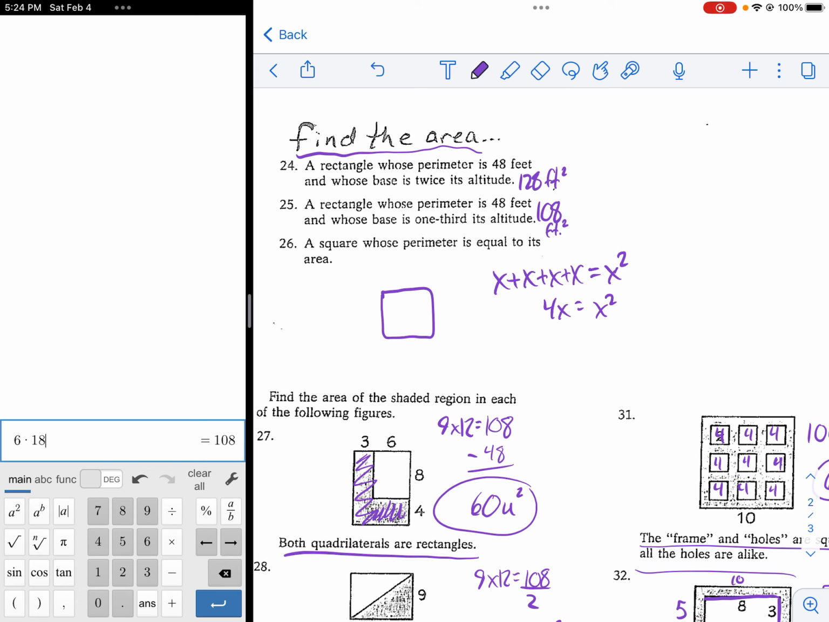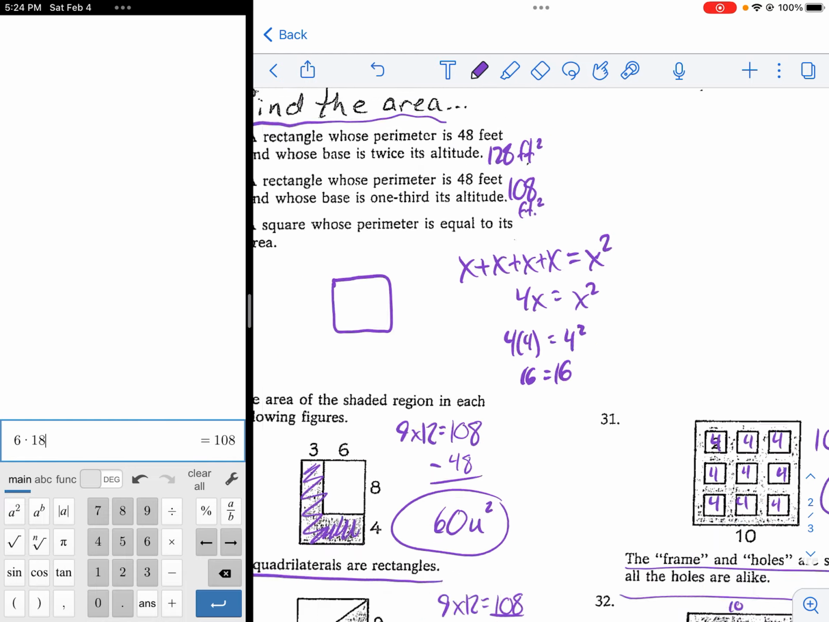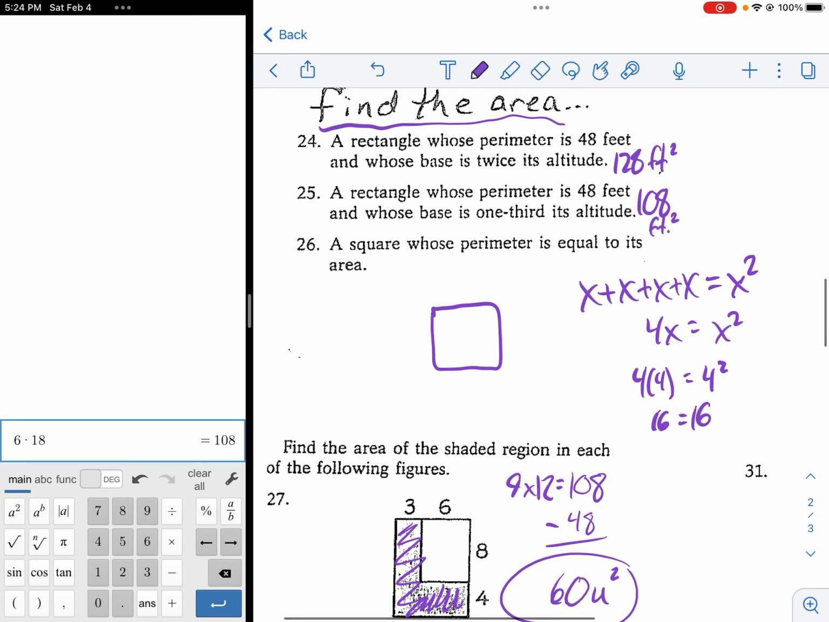Okay, so if we just think critically about this, it isn't too hard to figure out. We can plug in a 1 there. Is that going to work? No, that's not going to work. We could think about plugging in a 2. 4 times 2 is 8, equals 2 squared is 4. That's not going to work. A 3 would give us 12 is equal to 9. That doesn't work. A 4 will give us 4 times 4 is equal to 4 squared. 16 is equal to 16. Looks good. Okay. So perimeter is equal to its area when each side is 4.